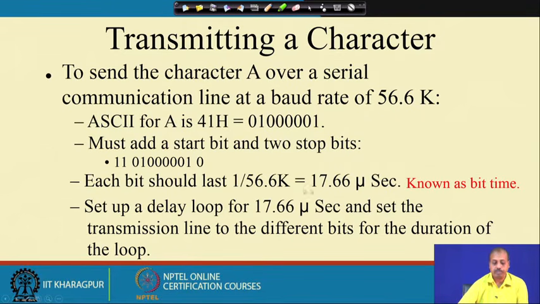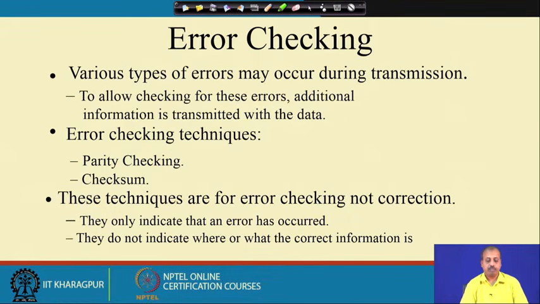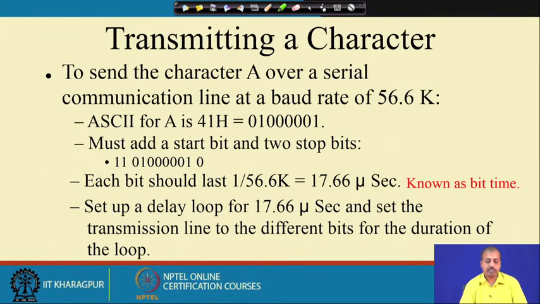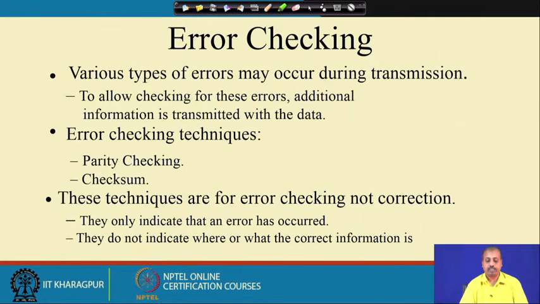This is also known as the bit time. After transmitting a bit, we should wait for 17.66 microsecond, and only then transfer the next bit. So, we have to set up a delay loop of 17.66 microsecond and set the transmission line to the different bits for the duration of the loop. This program can be written very easily. We can do some serial transmission, then wait in a loop for 17.66 microsecond and then transmit the next bit.